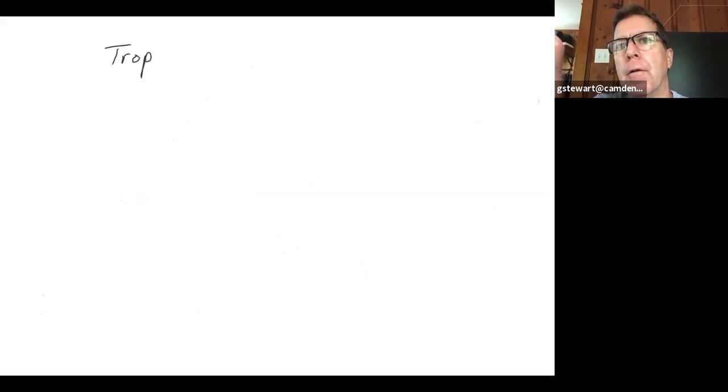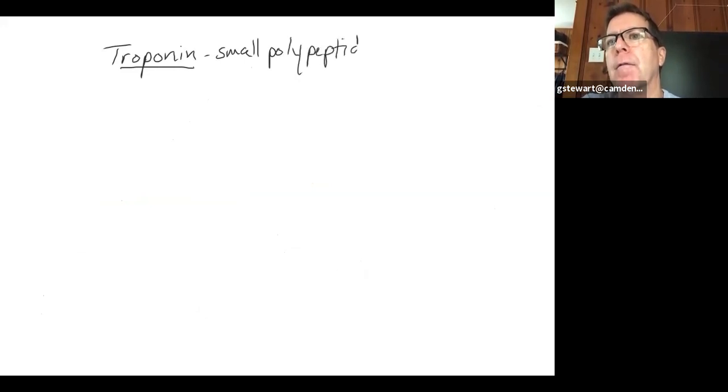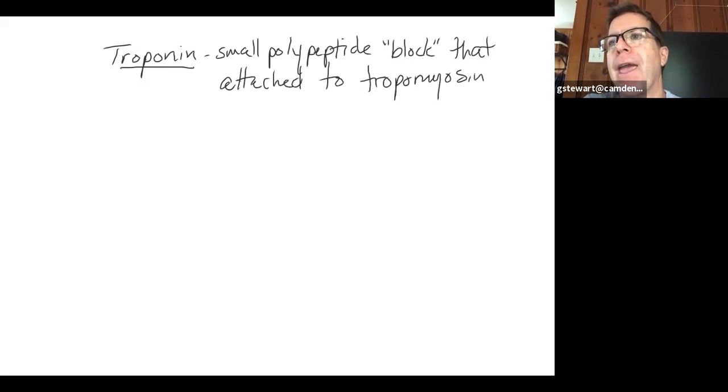Troponin is a small sort of 3 polypeptide complex. So it's almost like a small block of amino acids. I'm going to write small polypeptide block. That binds, well, let me say this first. First, it's attached to tropomyosin. And it binds with calcium ions. That's the important part.